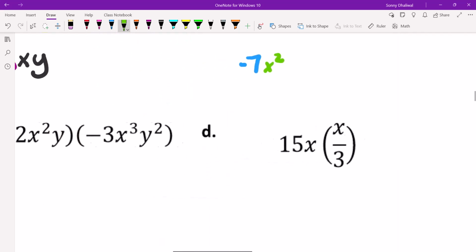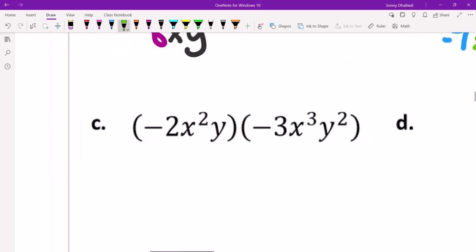All right, let's do this one. Going over here. Coefficients. Combine the coefficients. We're multiplying them. What do we get? -2 and -3. What is it? -2 times -3, which is a number. What number is it? +6. Yeah, +6. Right?